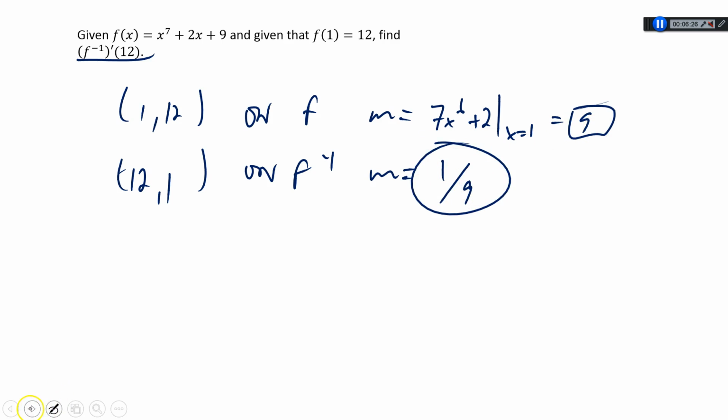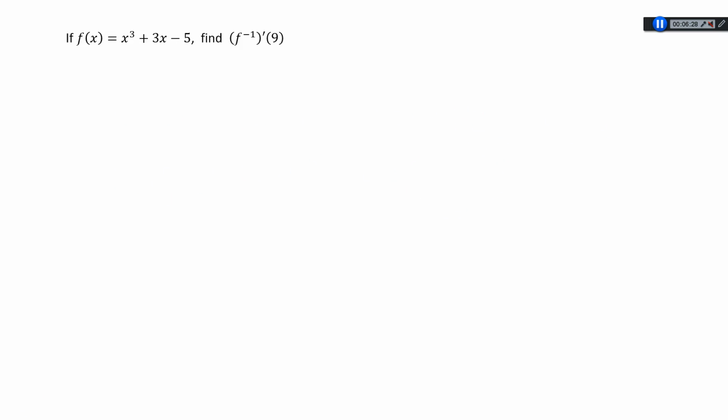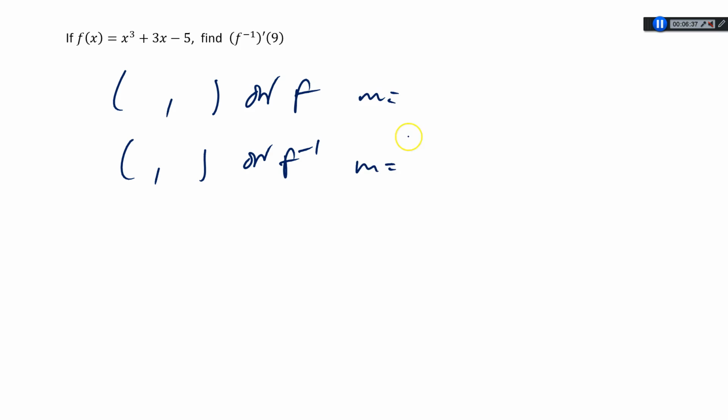Nice. So now we're going to try when we're not given the point. So we got something on f. Hopefully you're getting used to writing this now. Something on f inverse. Slope, slope. Okay, so for this problem, we're not given anything except for the x-coordinate of here, which means the y-coordinate of here. So what we have to do is figure out what x-coordinate gives us that.